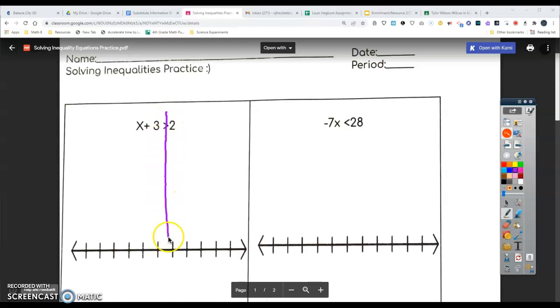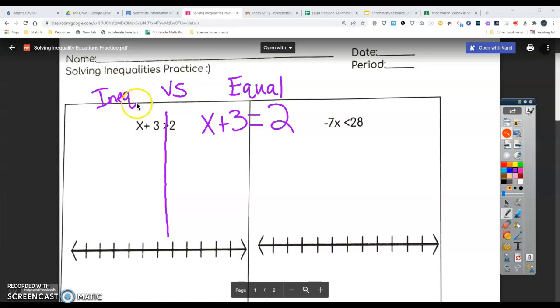So we're going to put our line down the middle like we do, and I'm going to show you another equation that looks very similar. This one has an equal sign. This one has an inequality. So you have an equal sign, all right? And we'll call this inequality versus equal sign, right? Not a big deal. So we'll go down, right?